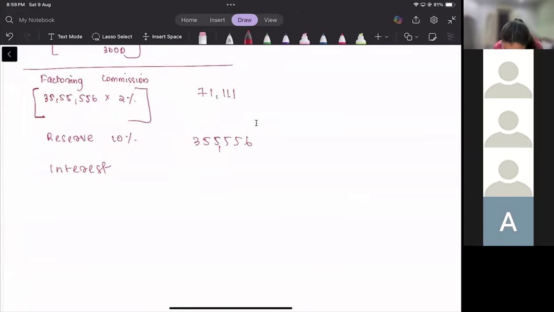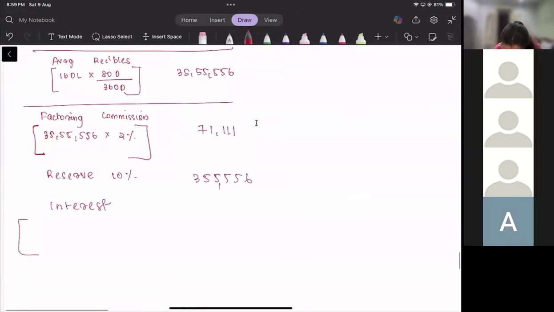For example, the total amount that I should give from the point of view of the factor, the total amount that he should pay is 35,55,556, of which he is not paying in full, he is deducting a commission of 71,111. It's not like the factor gives us the full money and then we pay him the commission. No. When the factor is giving us the amount itself, he will already deduct the commission and then pay us the amount. Clear? So that is to be reduced.